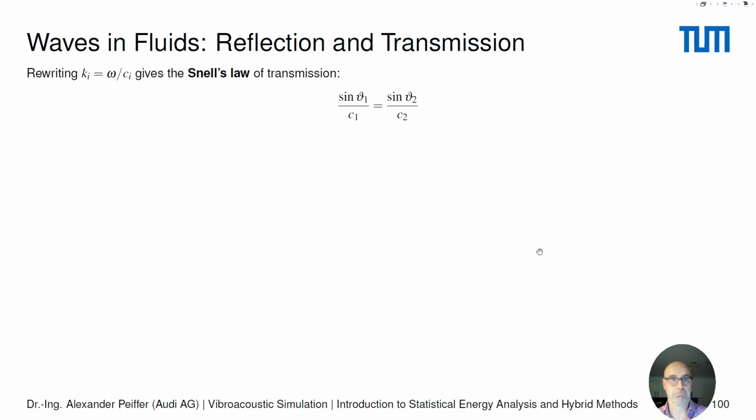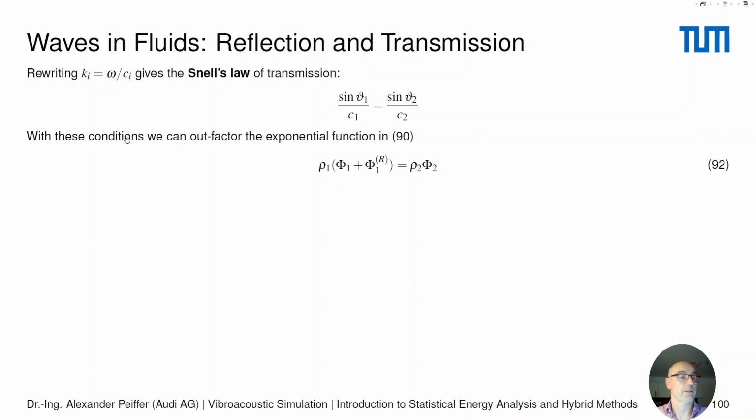This is known from optics. Here we see that the angles in the different media are related by the different speeds of sound or wave speeds. This is true for optics, and obviously this is also true for acoustics, because it is also a wave phenomenon. So when we use this condition, we can factor out the exponential function in the equation before, and then we get this relationship for the different amplitudes.